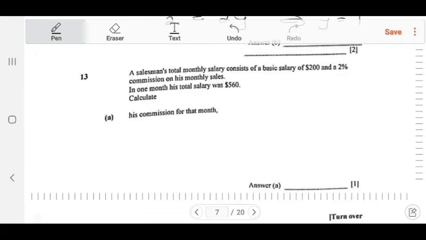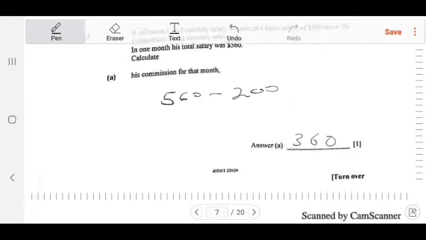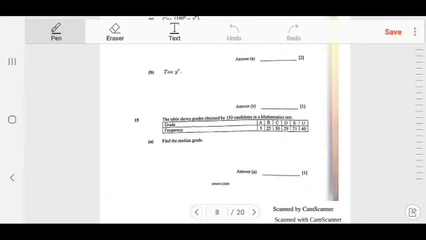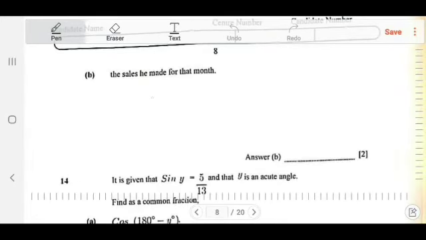13. A salesman's total monthly salary consists of a basic salary of 200 and 2% commission on his monthly sales. In 1 month, his total salary was 560. Calculate his commission for that month. So we were going to say 560 minus 200. Okay, so subtracting there, I've got 0, 6, and 3. So it's 360 there. Then B says what? Calculate the sales he made for that month.